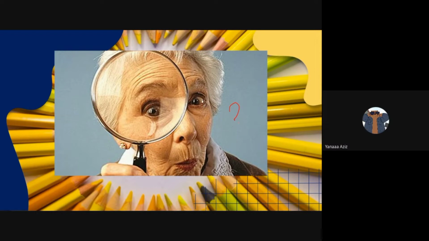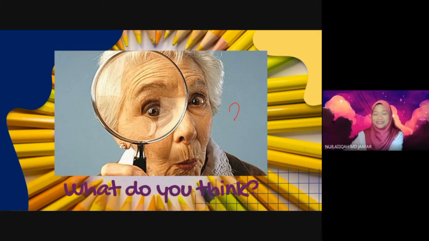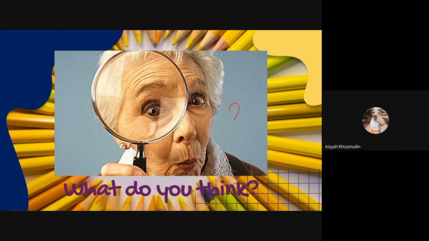Okay, good. Now, what do you think about this picture? Camelia? The grandmother, her eyes look bigger. Yes. Yana? Grandma is trying to see something very small. Oh, good. So can Aisha guess what topic we will learn for today? I guess it is about lens, because there is a magnifying glass.